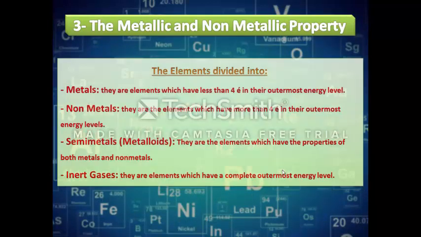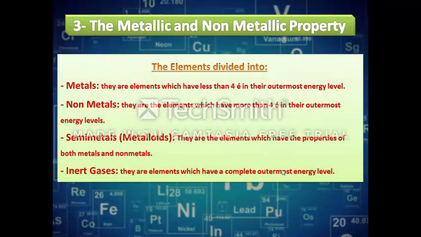The metallic and non-metallic property. The elements are divided into metals, non-metals, semi-metals or metalloids, and inert gases. Metals are elements which have less than 4 electrons in their outermost energy level. Non-metals are the elements which have more than 4 electrons in their outermost energy level. Semi-metals are the elements which have the properties of both metals and non-metals. Inert gases are elements which have a complete outermost energy level.